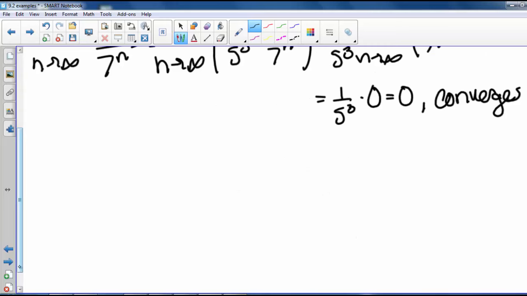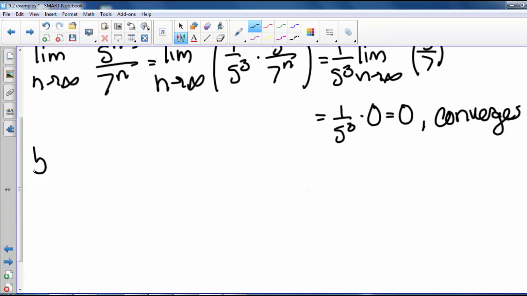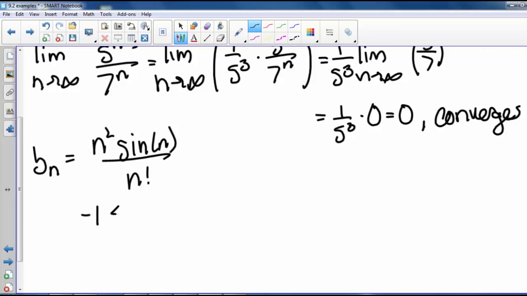So we didn't need to use growth rates with this one, but we're going to use this in a little bit. Let's also look at the sequence b sub n equals n squared sine of n divided by n factorial. Because we see that we have a sine of n, that's kind of a good indication that maybe we want to use the squeeze theorem. So, squeeze theorem, we have negative 1 is less than or equal to sine of n is less than or equal to 1 for all n.